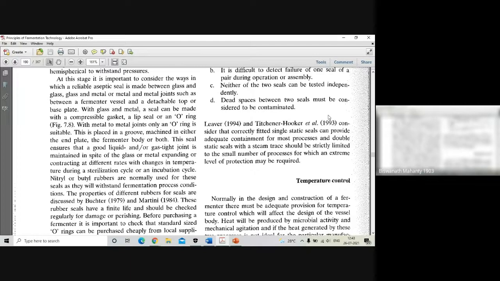You can study for more detail. I need not really read for you. So these are the things for our discussion today. Next day, I will talk about how, in the fermenter itself, we are going to take those precautions.